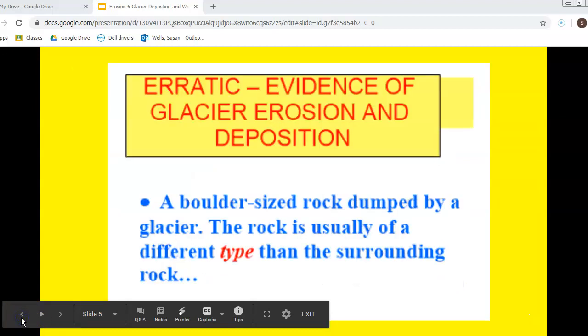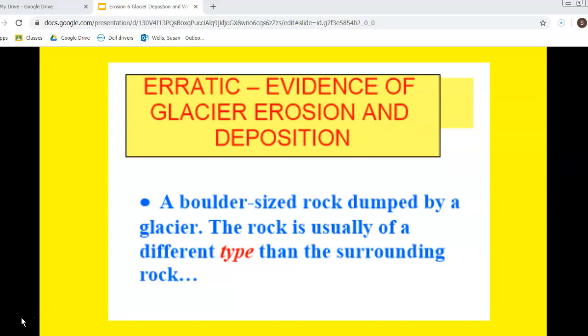An erratic is also evidence of glacier erosion from more than likely where the glacier originated, and deposition where it drops it off. It carried it within the glacier. Erratics can be huge or they can be small, but they never ever match the bedrock beneath it. So it could be huge, and I'm going to show you some pictures of huge boulders that can only have been brought by a glacier. Water can't pick these things up.